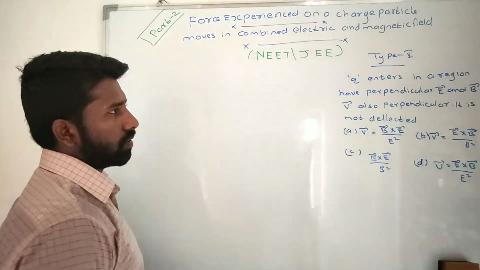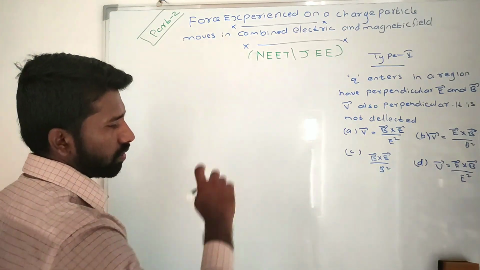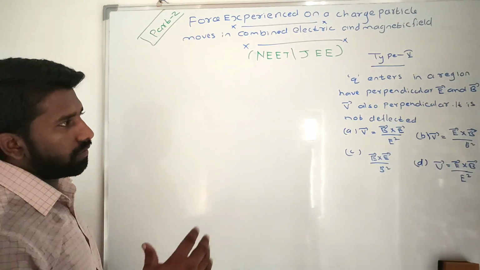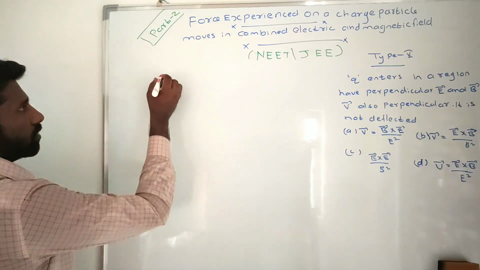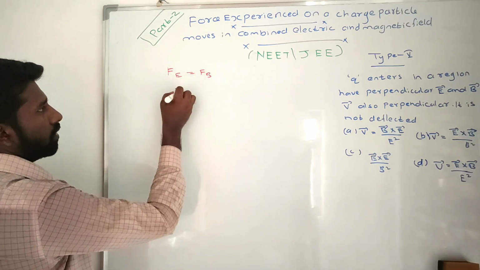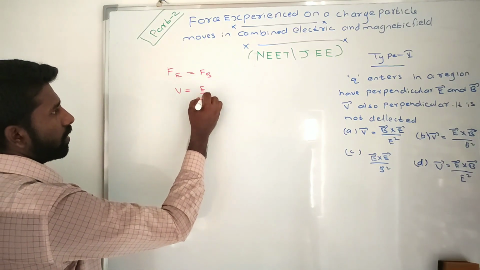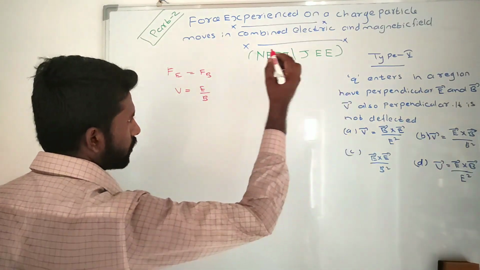Okay, this is given. So, the electric field is perpendicular and B is also perpendicular. So, if the net force is 0, then only the charged particle is not deflected. So, that means F_E is equal to F_B. Then what will you get for velocity? V is equal to E by B. So, which of the combinations will satisfy this? We will see the first one.